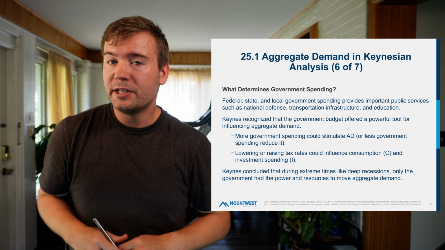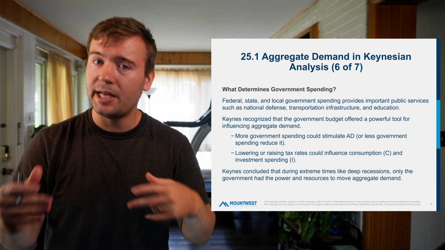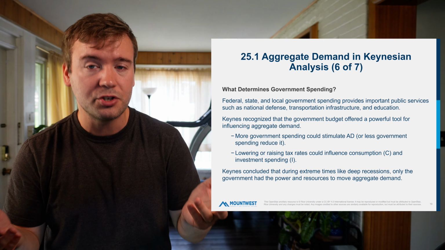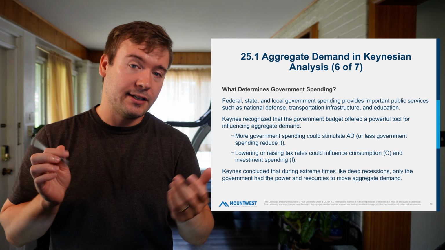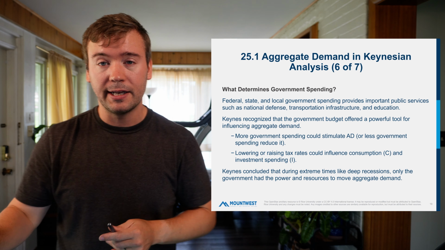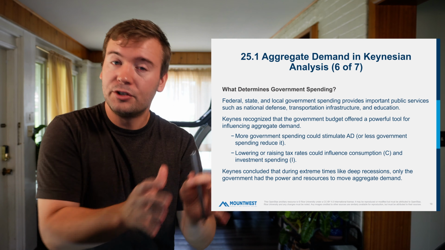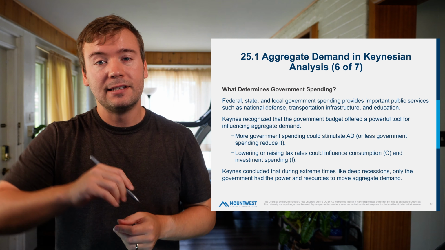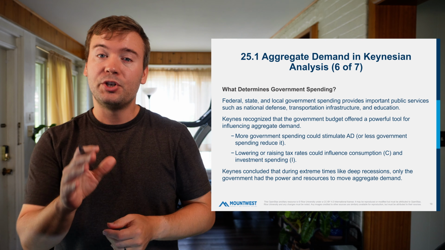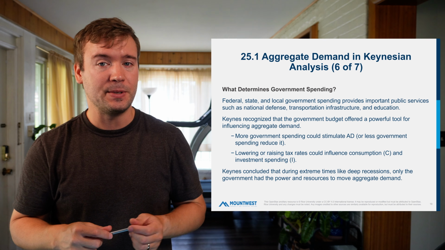So governments provide essential public services: national defense, transportation, infrastructure, education. Keynes recognized that the government budget offered a powerful tool for influencing aggregate demand. Not only can direct increases in government spending stimulate aggregate demand, but changes in tax rates can also influence private consumption and investment spending.